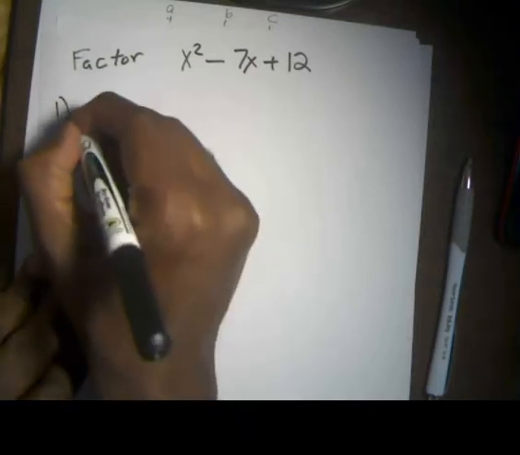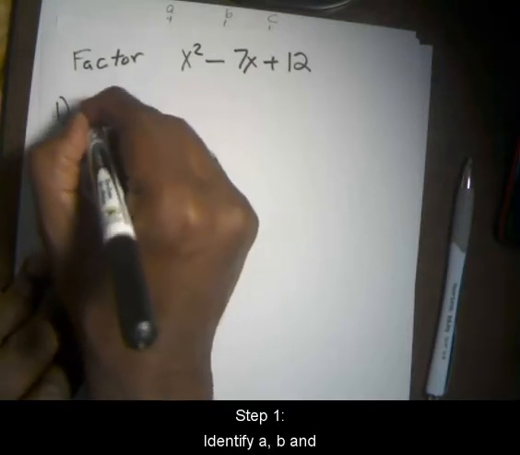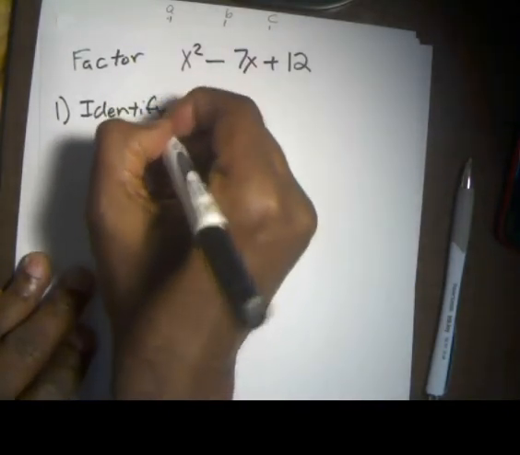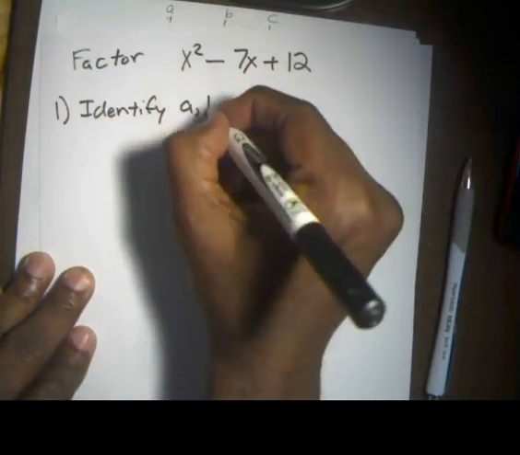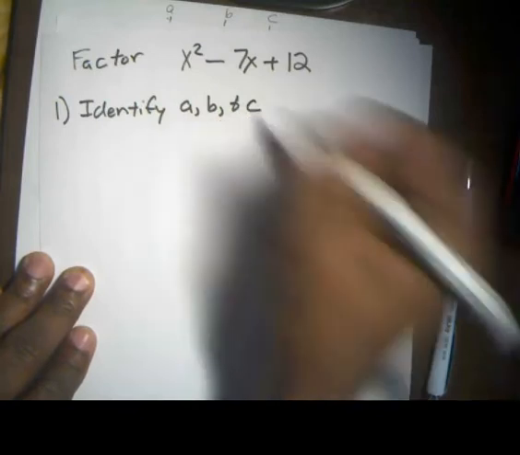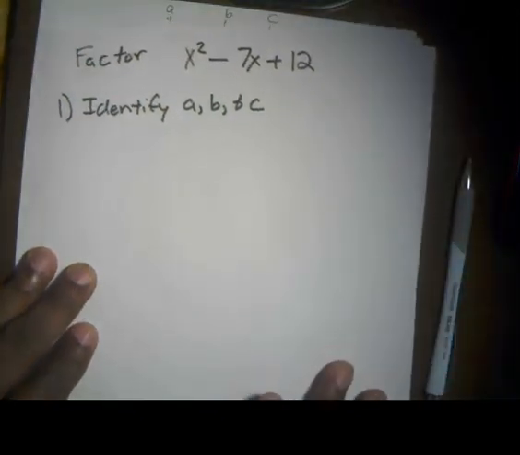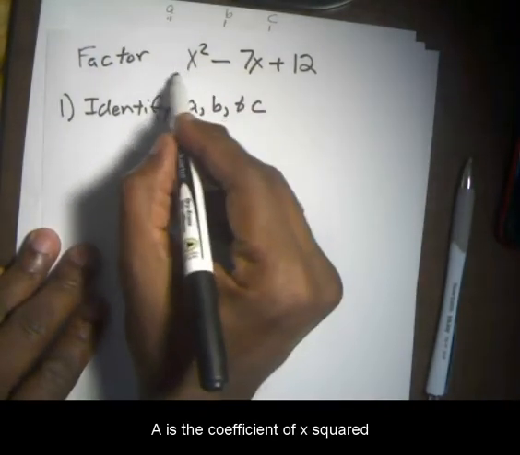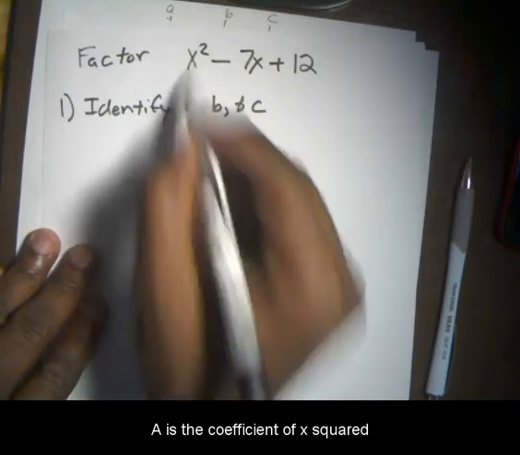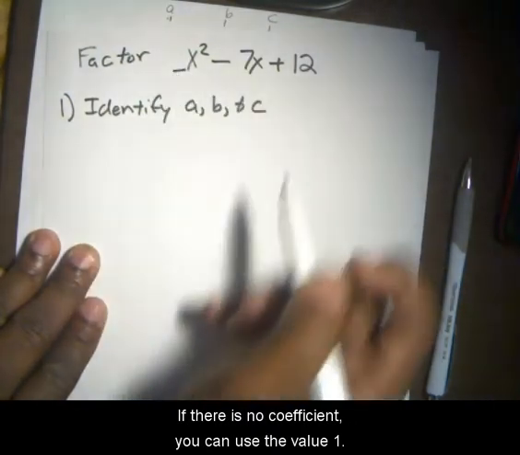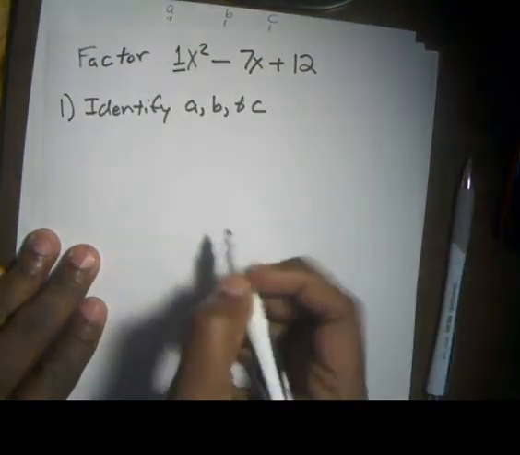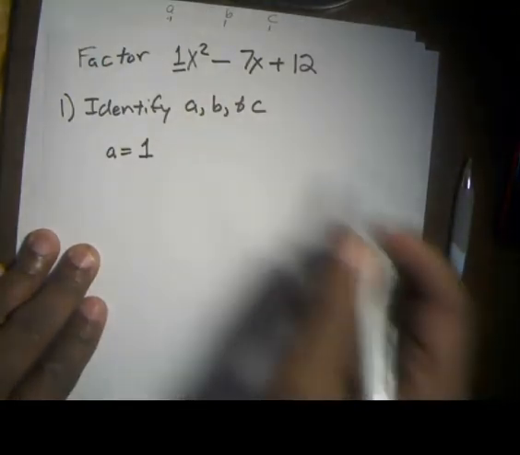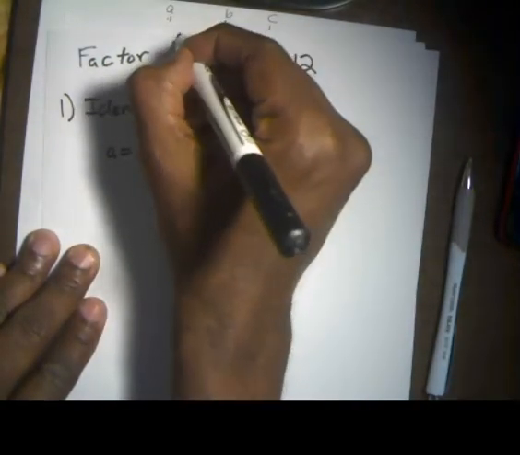First step, you want to identify A, B, and C. That's what we're going to do first. Identify A, B, and C. You can find A by looking at x squared, and whatever the coefficient of x squared is, that's what A is. There's nothing in front of x squared, so we can put a 1 there. That means our A value is 1. Okay? We see the coefficient, so that's A.